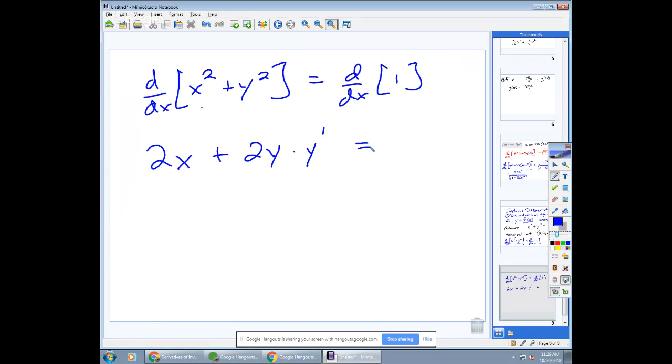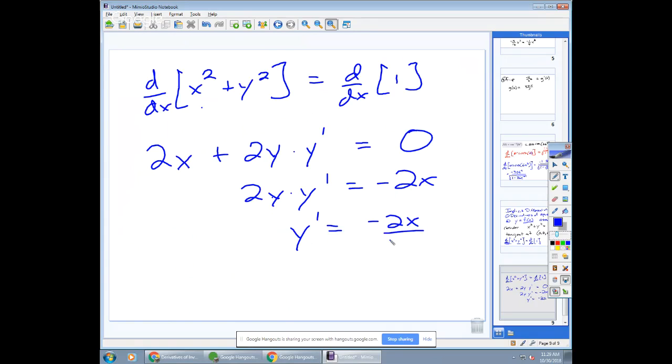What's the derivative of 1? 0, lovely. Next thing, we try to solve for y prime if possible, because y prime is our slope function, and it's going to help us find the tangent. There's only one y prime, so that's not too bad. What should we do first? Subtract the 2x. So we get 2y times y prime equals negative 2x, and then divide by 2y. So y prime is just negative 2x over 2y, which I could also write as the opposite of x over y. Those 2's divide out.